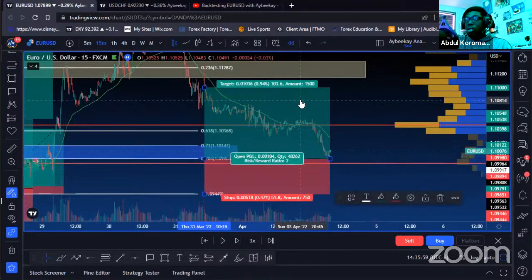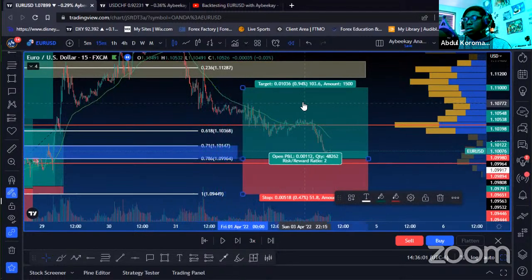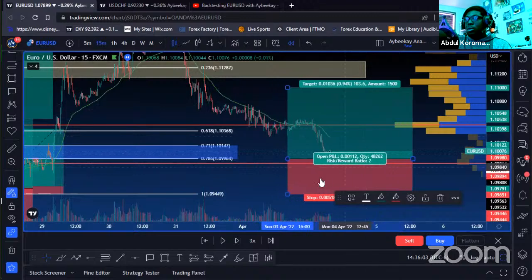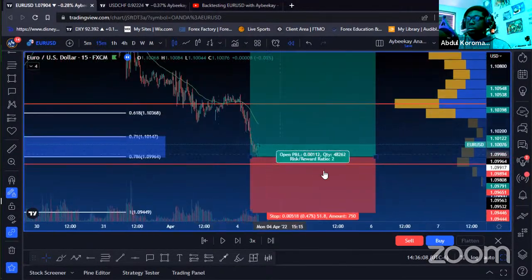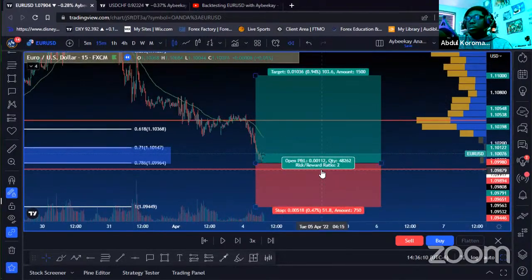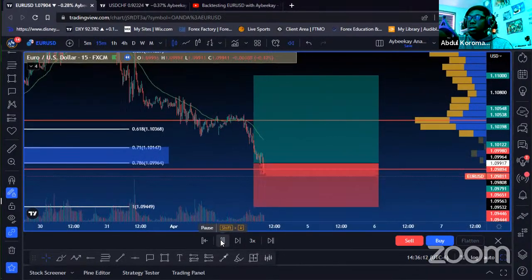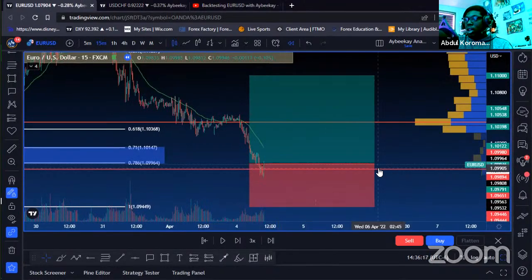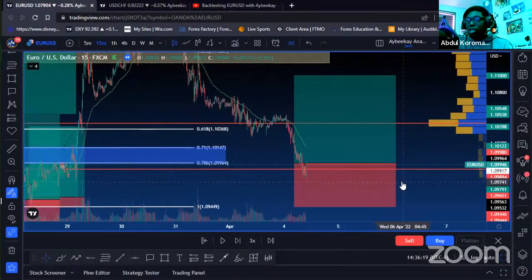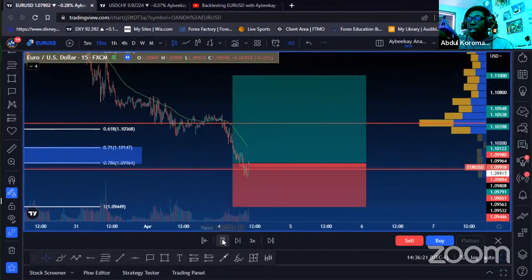Let me move this right over here real quick. Okay, so we're in the trade. Let's see how things go. Oof. Okay. It has now hit the point of control officially. Let's see what happens.